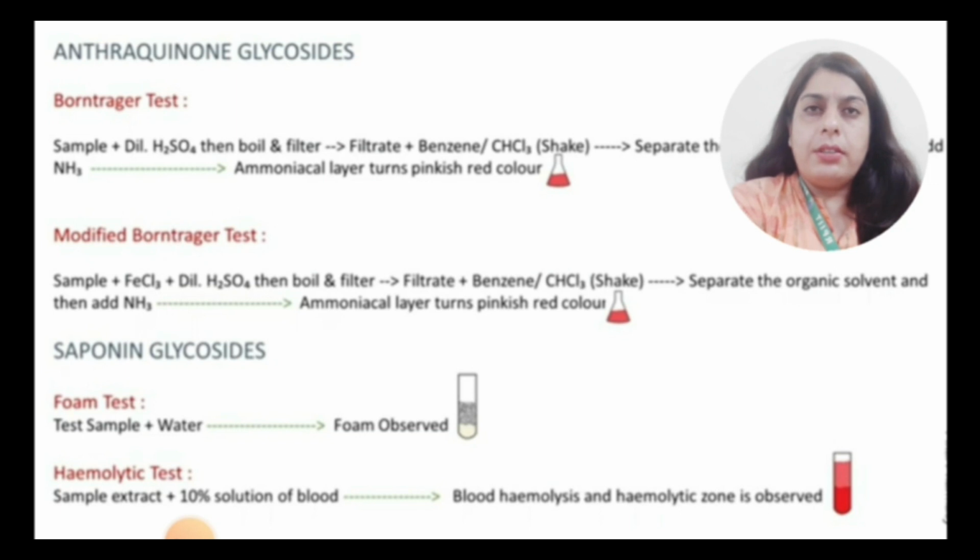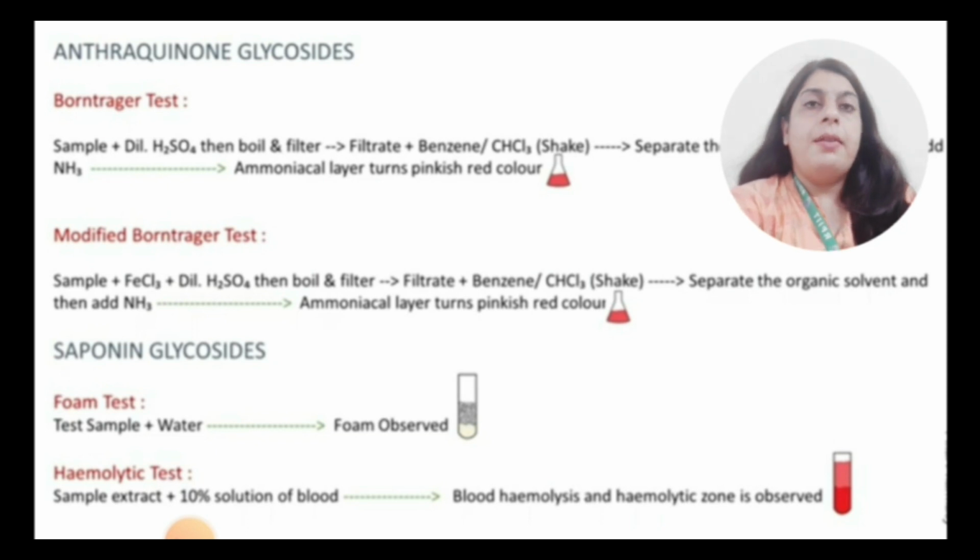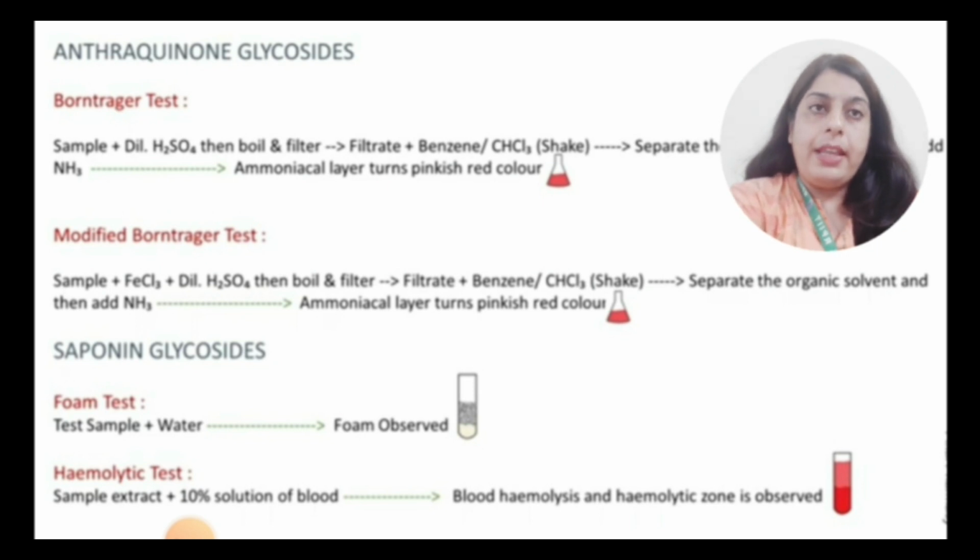For O glycosides, the sample of the drug is taken and boiled by adding dilute H2SO4. Afterwards, it is filtered and benzene or chloroform is added. It is shaken well. Then the mixture is separated by the addition of ammonia. Two layers are formed, and the ammoniacal layer will turn pink in color. It means O anthraquinone glycosides are present in the sample.